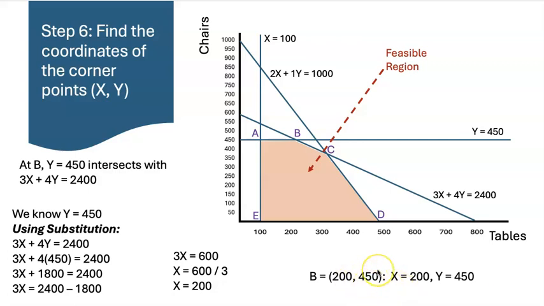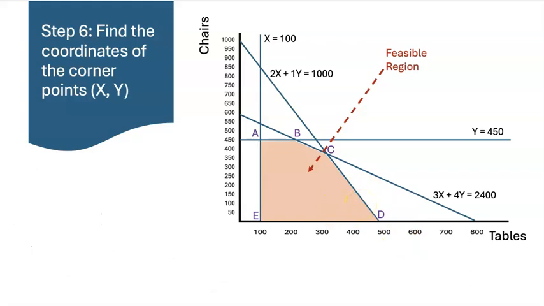All right, so only one to go. The last one is C. And for C, you'll always have at least one where you have to do simultaneous equations. So at C, we have the intersection of 2x plus 1y equals 1000 and 3x plus 4y equals 2400.